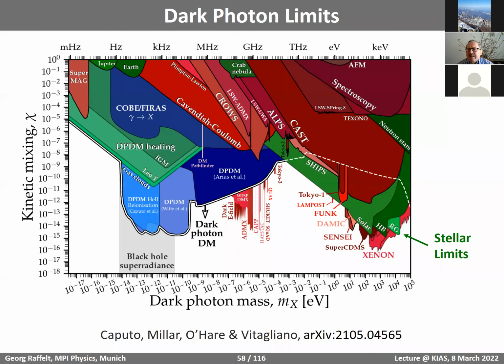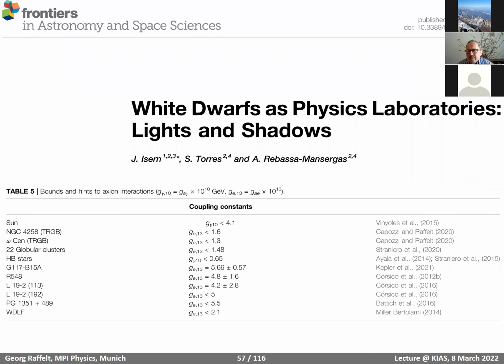Excuse me. Yes, please. In the previous slide, for example, there is a number g_ae equal to 5.66 plus or minus 0.57. That's almost a 10 sigma measurement, a 10 sigma effect, right? Well, yes, roughly, but it's not consistent with the other measurements, right? Exactly, it's not consistent.